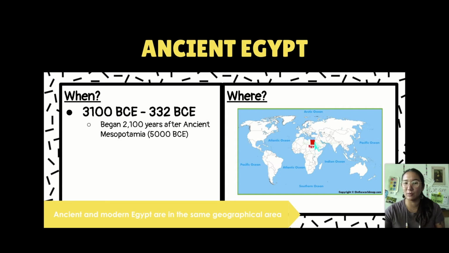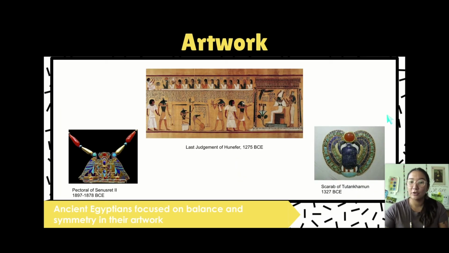And ancient Egypt would have been in the same geographical location that modern day Egypt is. The borders are not quite the same though. Ancient Egypt would have been centered around the Nile River, just like modern day Egypt is as well. So let's look at some ancient Egyptian artwork.